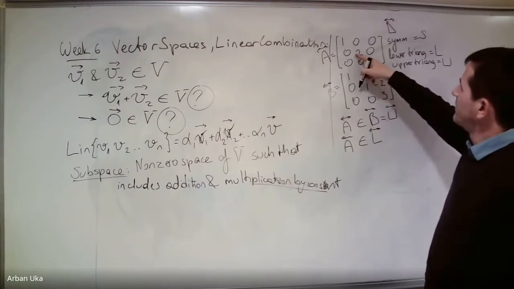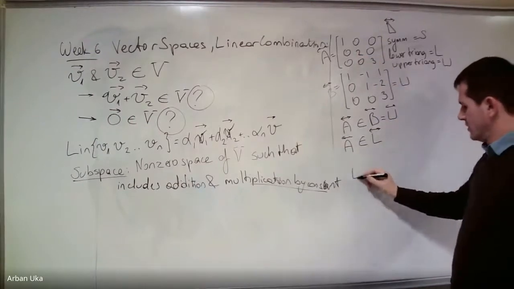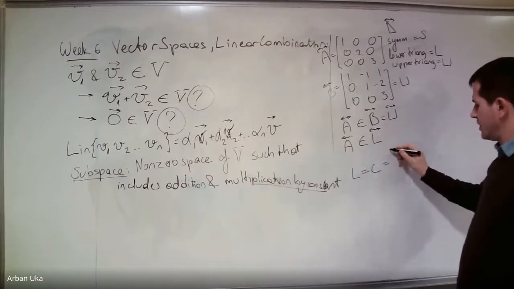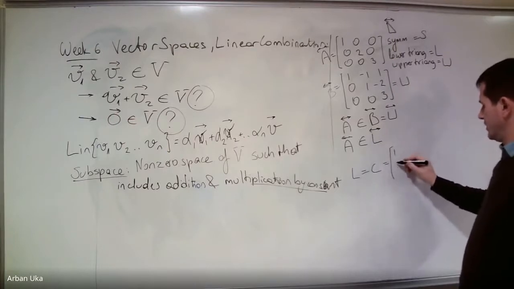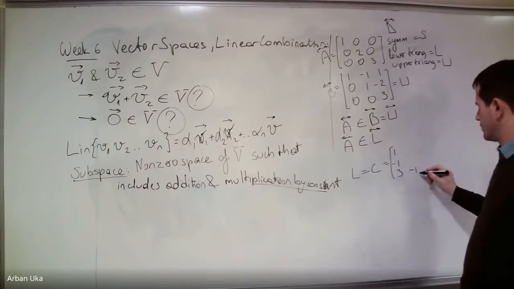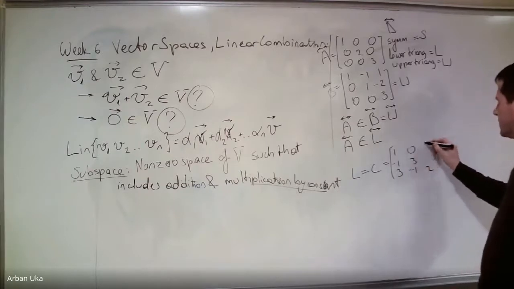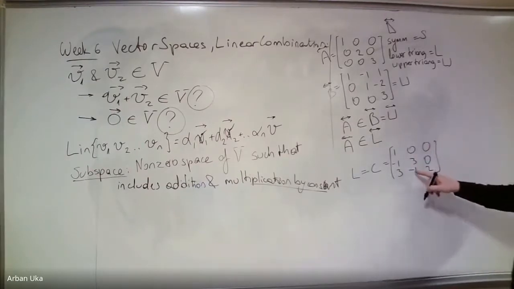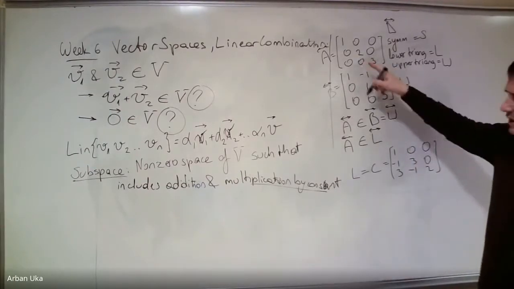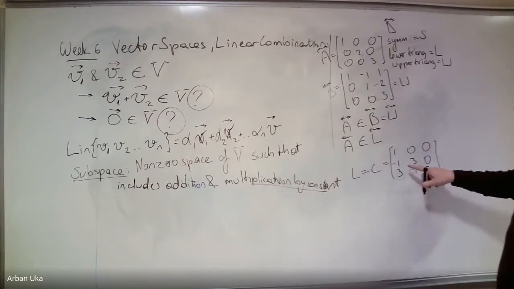Because a lower triangular matrix can be this one, which would be the following: minus 1, 3, minus 1, 2, 3, 0, 0, 0. So this is lower triangular, but this one is a subset of this space. Would you agree with this?